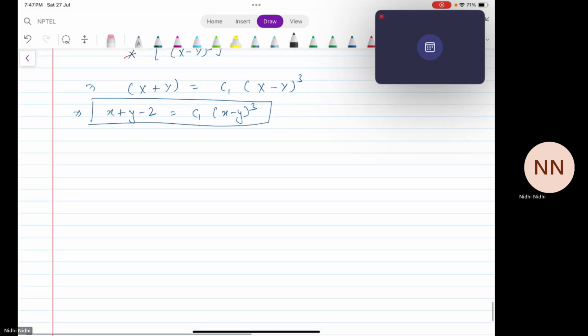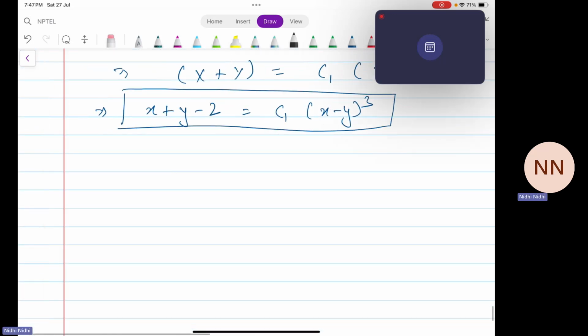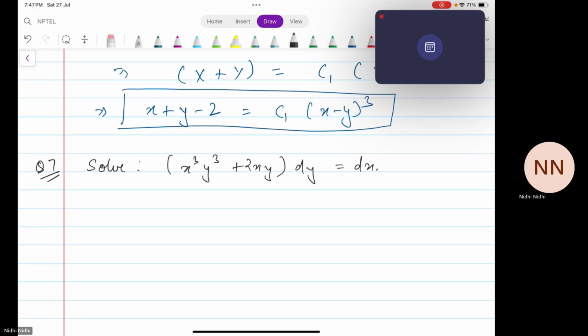Okay, so let's move to the next question. Question number 7. Solve x cubed y cubed plus 2xy dy is equal to dx.